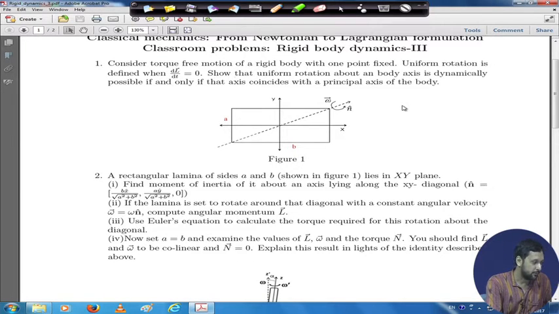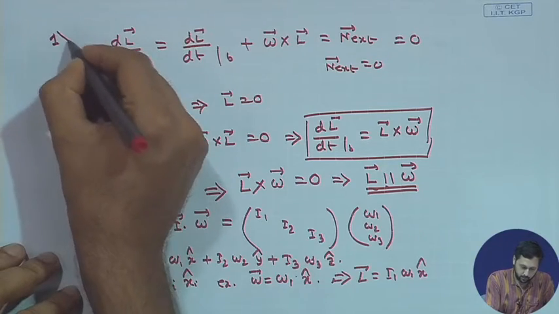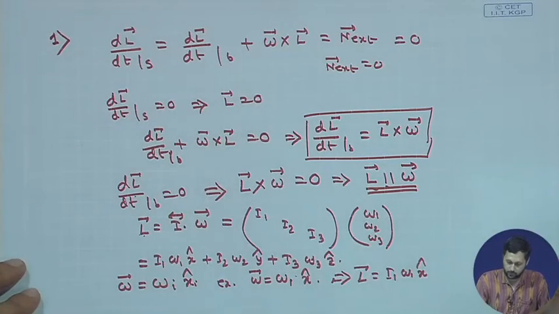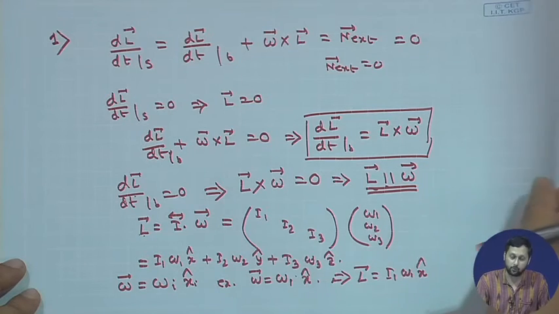And so, first we have to find out the moment of inertia along this particular axis of rotation. Secondly, we have to find out the angular velocity or angular momentum L around this axis of rotation. Thirdly, we have to calculate the torque which is required to maintain this uniform rotation around this axis, and finally we have to take A equal to B and see what happens to all these quantities. Okay. So, this was our problem 1, where we got a condition for uniform rotation.